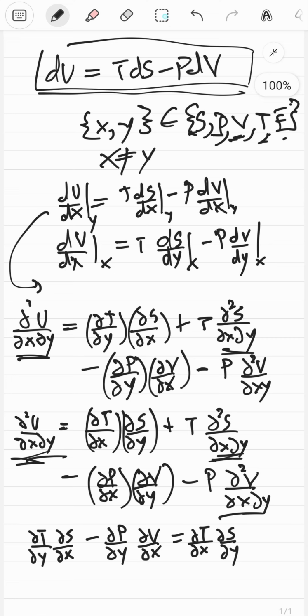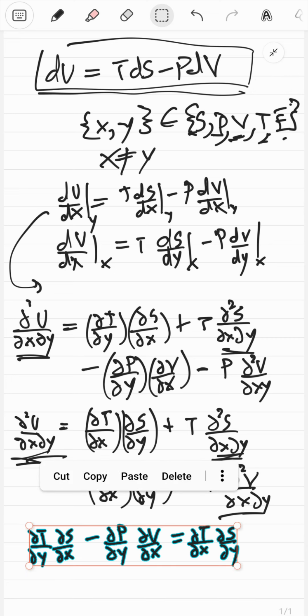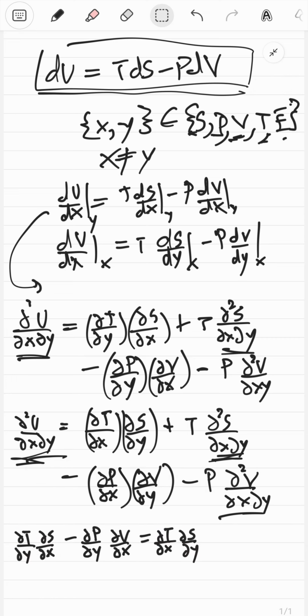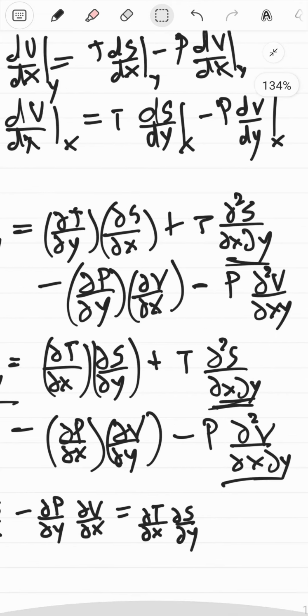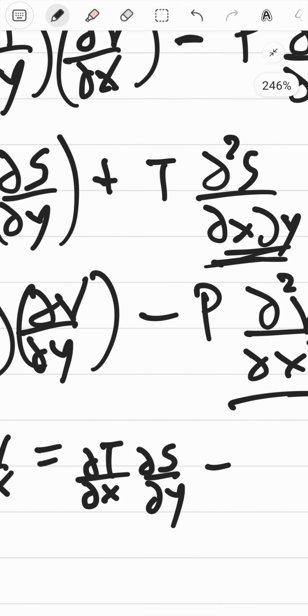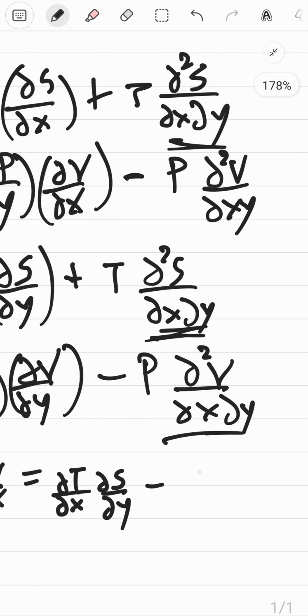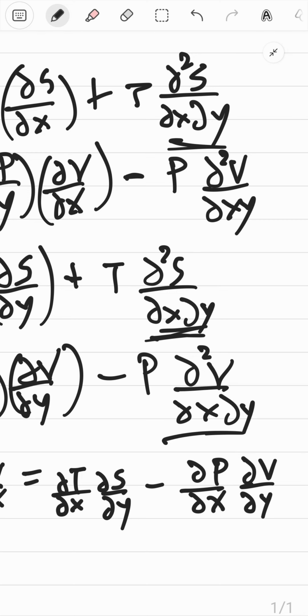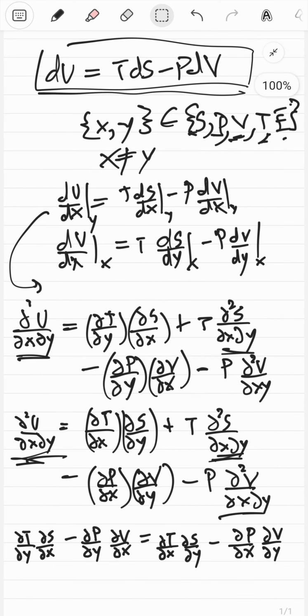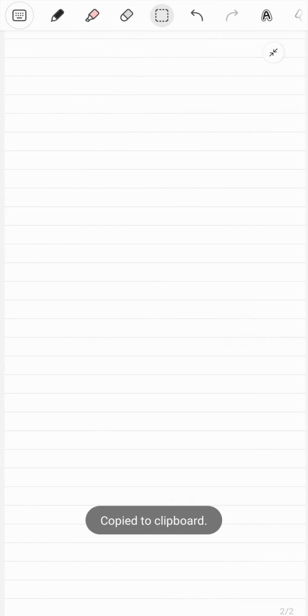I'm going to write it slightly smaller. Okay, and then you have this minus thing, so minus partial t by partial x and partial v by partial y, right? So this is kind of the equation that we really need. So I'm just going to move it to the next page.